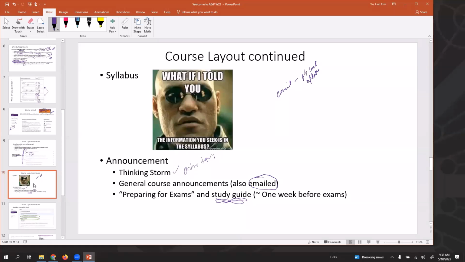So the primary resource that you want to use for this class is on Canvas. You can use your textbook. You'll definitely need your textbook.